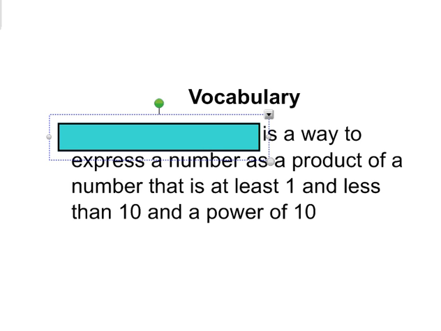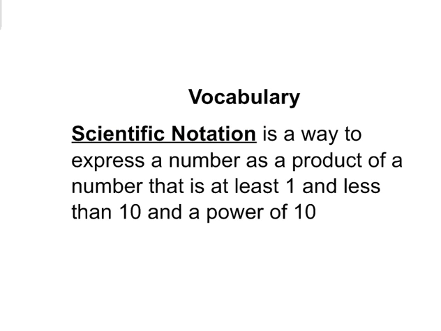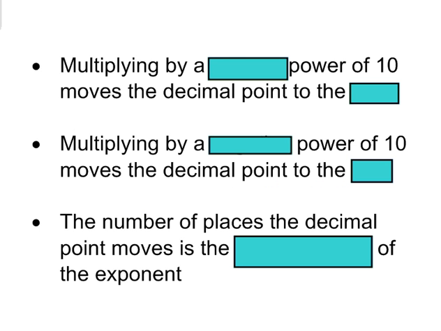Scientific notation is a way to express a number as a product of a number that is at least 1 and less than 10 and a power of 10. So that digit has to be at least 1 and less than 10. So it can be 1 or greater, but it has to be less than 10.